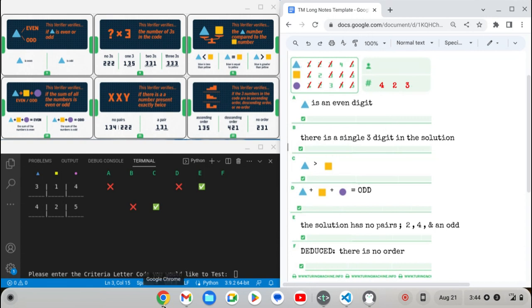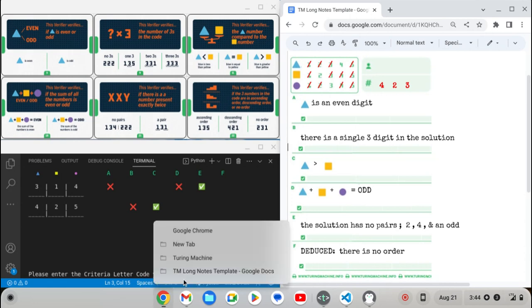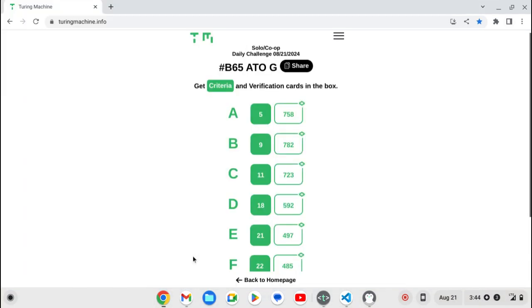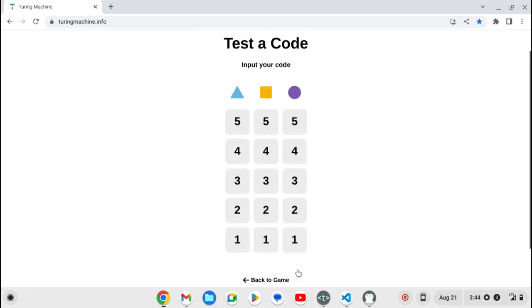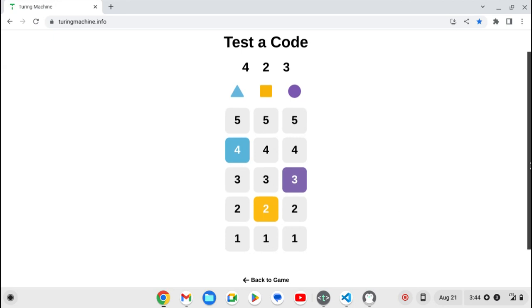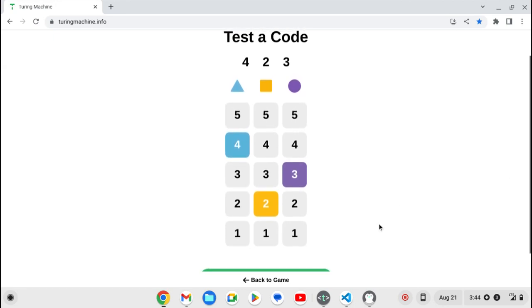Okay, fantastic. Well, let's actually go verify. 423. Okay, 423. Fantastic. So yes, that was the correct solution.